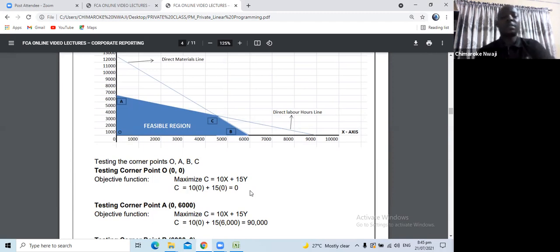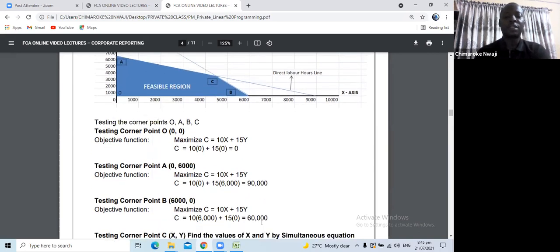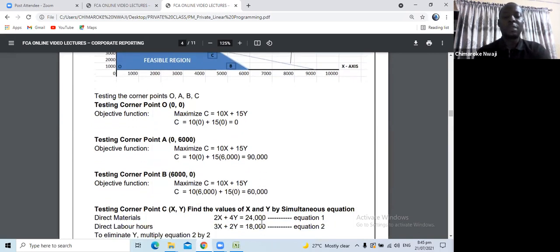So let's test point A. At point A, X is 0, Y is 6,000. So what do we do? 10 times 0 plus 15 times 6,000. We have 90,000. So point A gives us 90,000. It's bigger than 0. Let's go to point B.